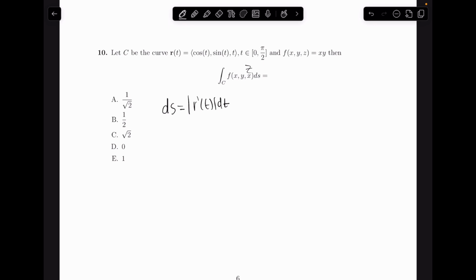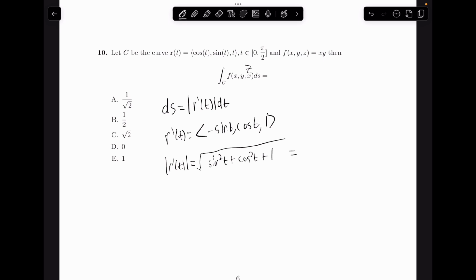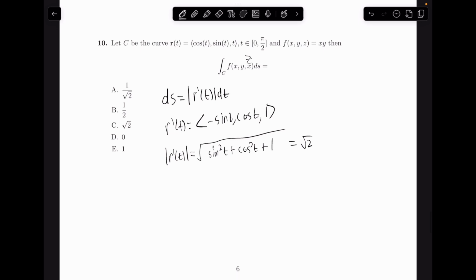So that's just like the transformation. So let's find that r prime of t. It's going to be a vector, negative sine t, cos t, 1. Take the magnitude of that, which is the square root of sine squared t plus cosine squared t plus 1. And that is going to be square root 2 by our identity, where this thing right here is going to be equal to 1. So let's go ahead and rewrite our integral.